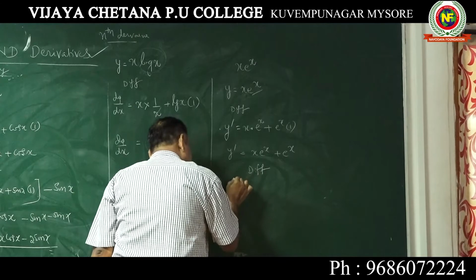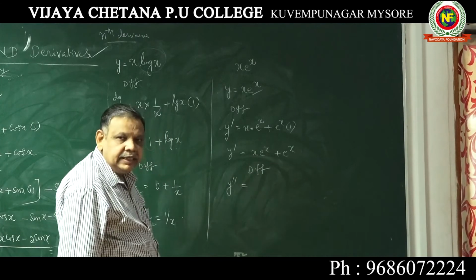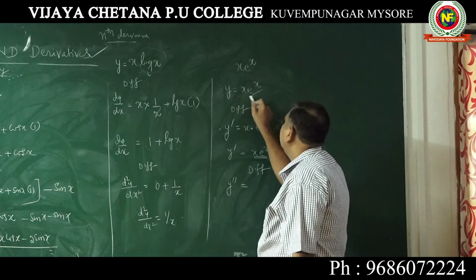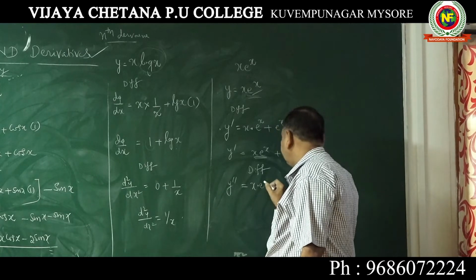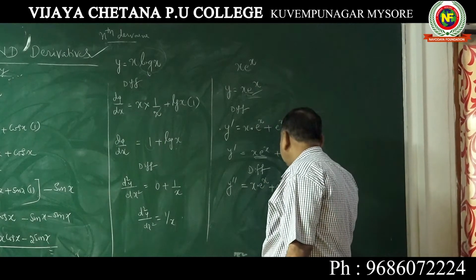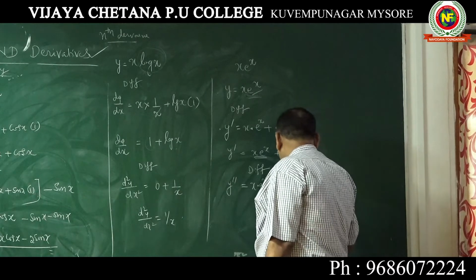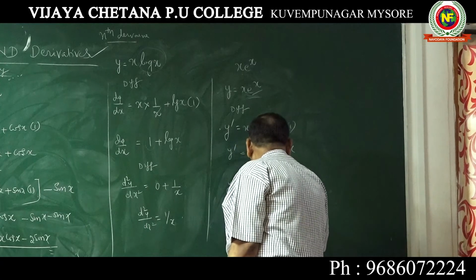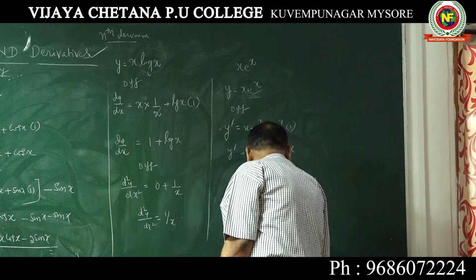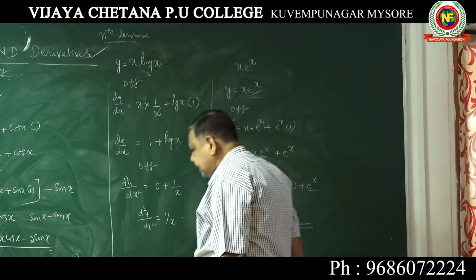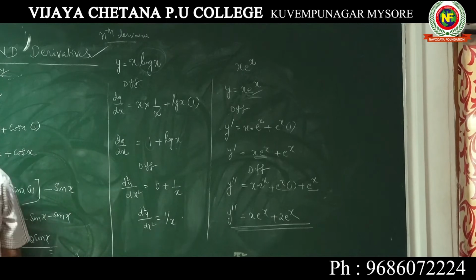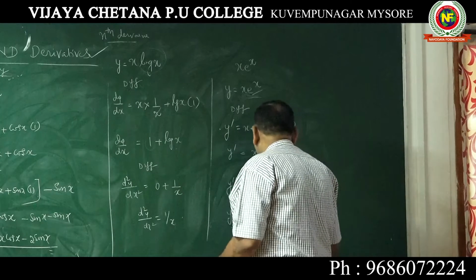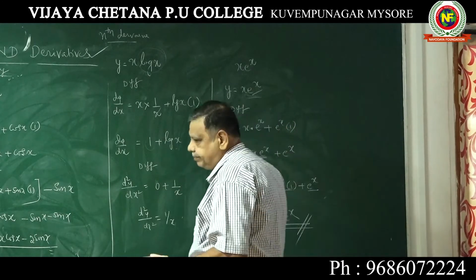When you differentiate again, y double dash, you can write d square y over dx square. Product rule: x into e to the power of x is e power x itself, plus e power x into 1, plus e power x. So y double dash is x e power x plus e power x plus e power x, which is x e power x plus 2 e power x, and this is the final answer.